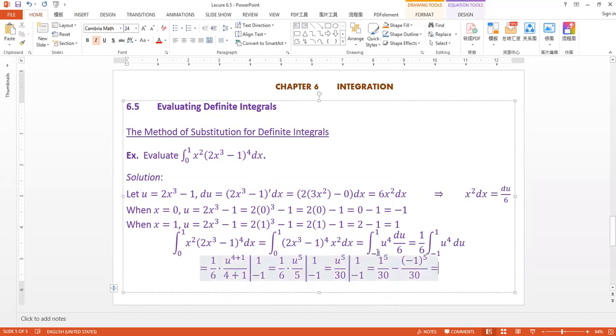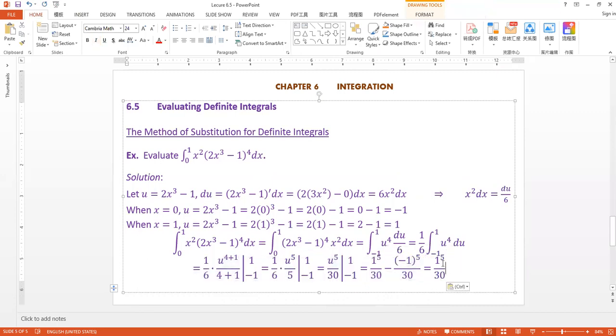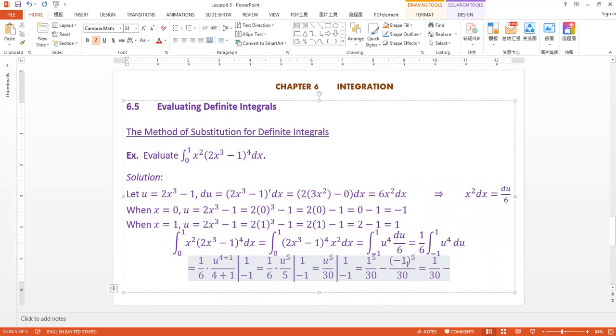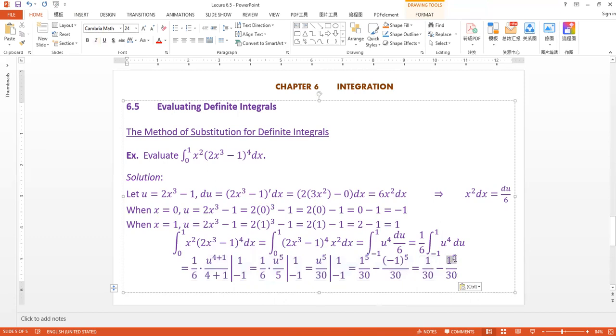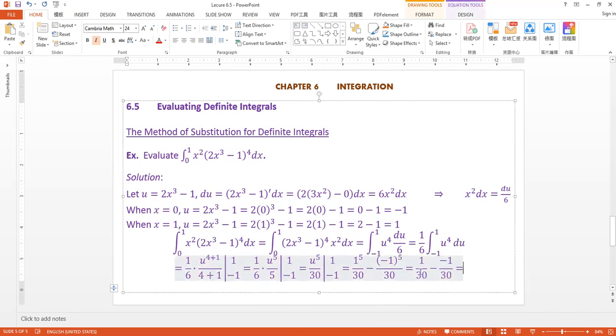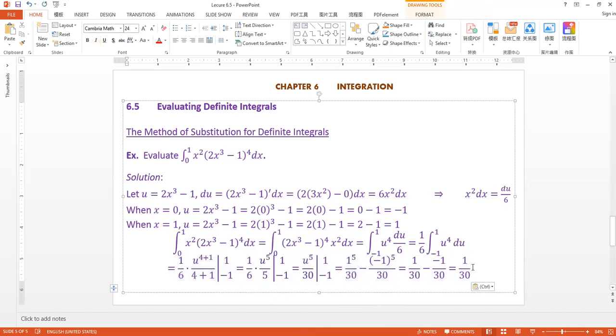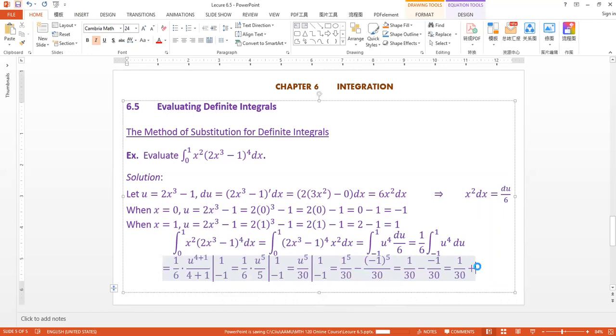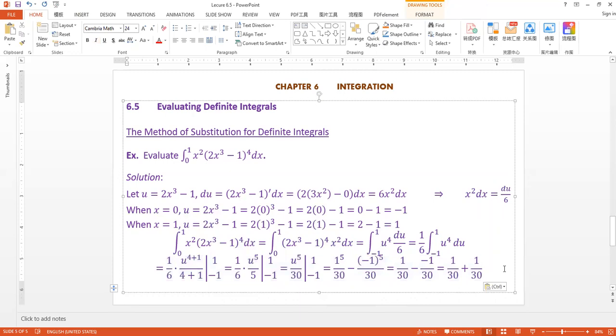Now everything becomes straightforward. 1 to the 5 is just 1, so we put the 1 on the top in the first term. And -1 to the 5 is -1, since you multiply a negative number 5 times. So the second term is -1 over 30, but you're subtracting the negative number, so two negatives become a plus: 1 over 30 plus 1 over 30.